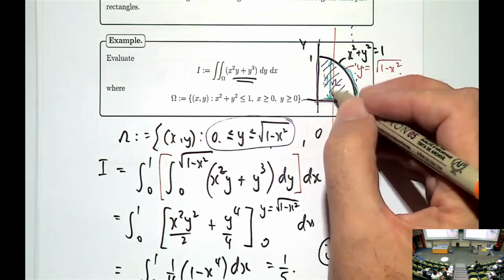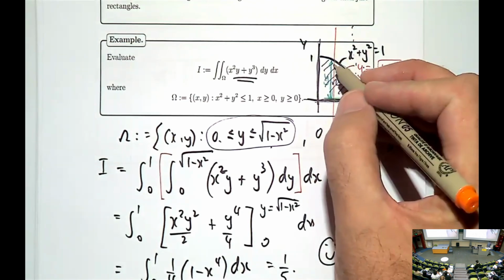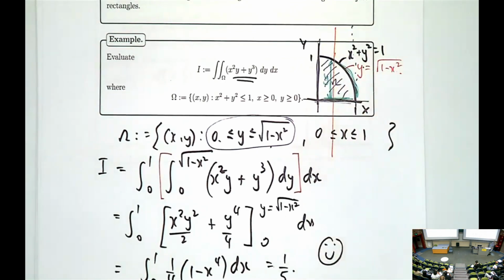Where does this line enter the region? It enters it at y equals 0. Where does it leave the region? It leaves the region at y equals 1 root 1 minus x squared. That's probably the easiest way to come up with the edges or the curves that are involved.